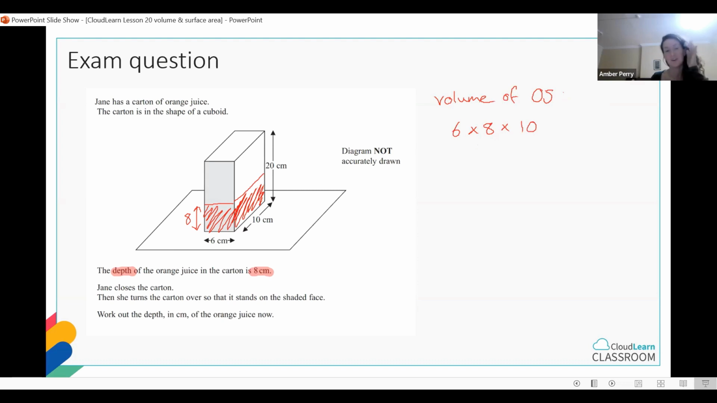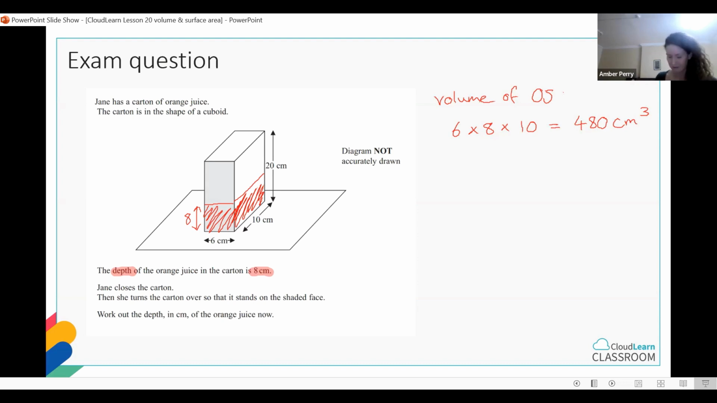So we're going back to the volume for a moment. Working that out, that's 6 times 8 times 10. Shouldn't have to use a calculator for this, should I? Should be able to do that in my head. 480 centimeters cubed, okay? So you've got 480 cubic centimeters of orange juice in that carton.